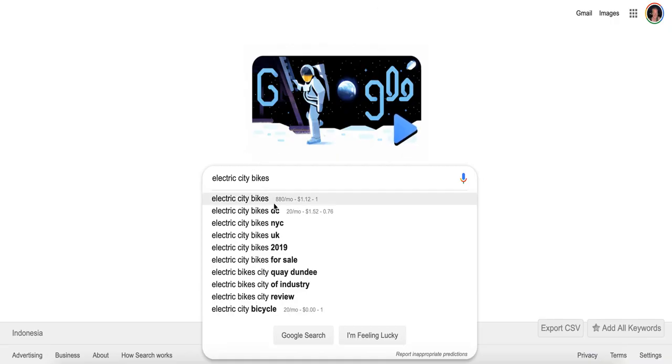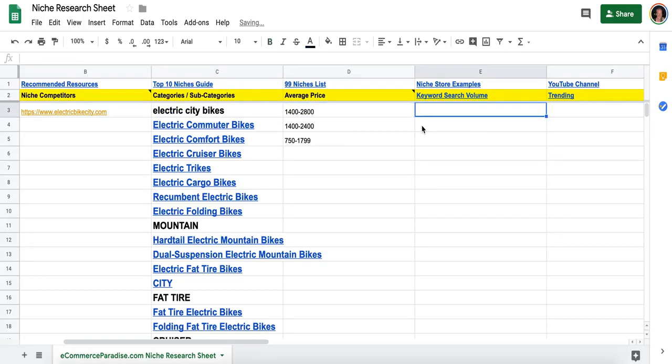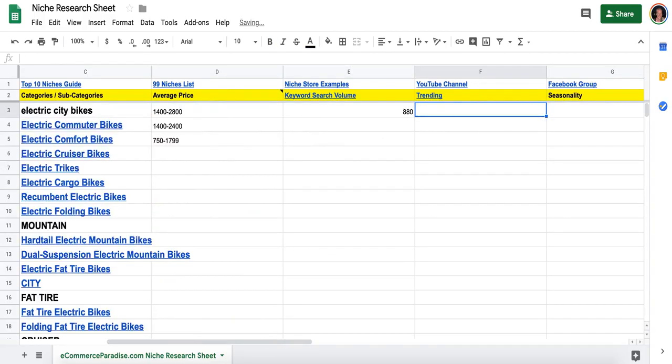So that's definitely the one to go with. Once we have the keyword search volume, we know it's $8.80 per month for that keyword. We're going to adjust the keyword here to say the name we want, electric city bikes, and then put $8.80 per month. Okay, so let's do the same thing here.